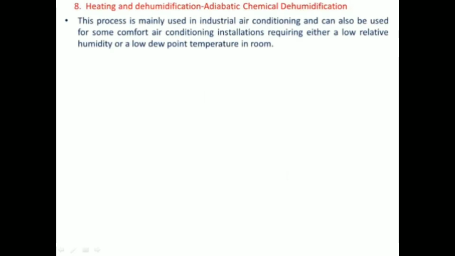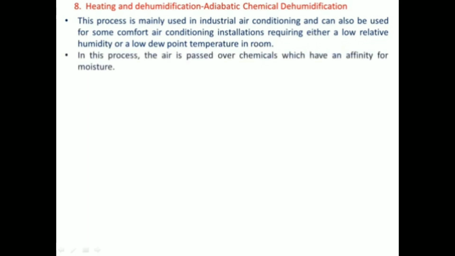Next is the process of adiabatic chemical dehumidification. So this process is mainly used in industrial air conditioning and can also be used for some comfort air conditioning installations requiring either a low relative humidity or a low dew point temperature in room. In this process, the air is passed over chemicals which have an affinity for moisture, means they absorb moisture. So that's why dehumidification will occur.